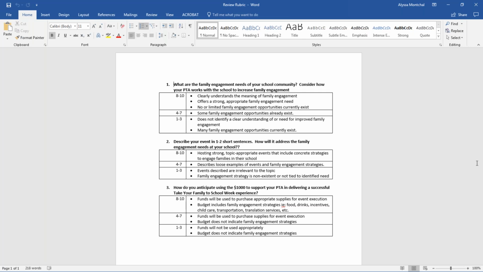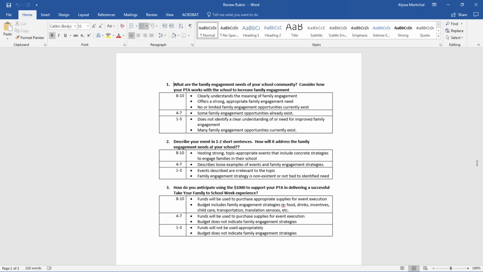So an application that would have received a score of 4 to 7 on this question would have just shown some family engagement opportunities that already exist, and that this was not going to move the needle for their community. An application that received 1 to 3 as a score showed that they didn't really identify a clear understanding or need for improved family engagement, and that they had many family engagement opportunities already existing. So we want to make sure that we're helping to remove barriers. So we need you to identify what those barriers are for us so that we can remove them. We know that every PTA has different barriers and that every PTA is going to be different, but you need to be able to tell us those things.